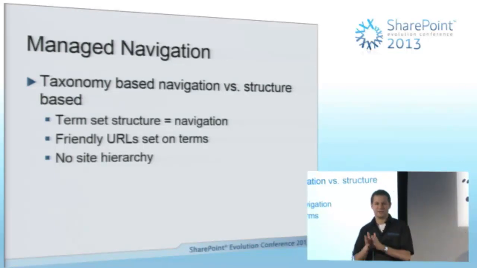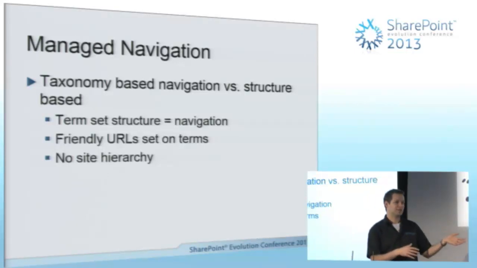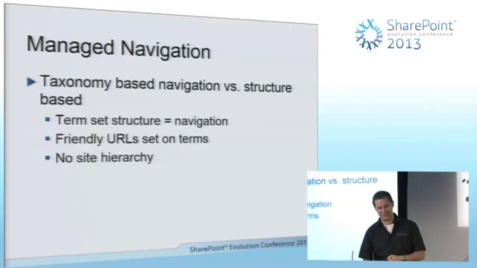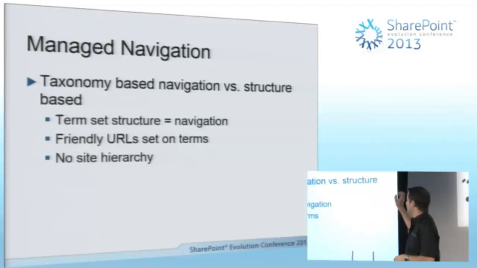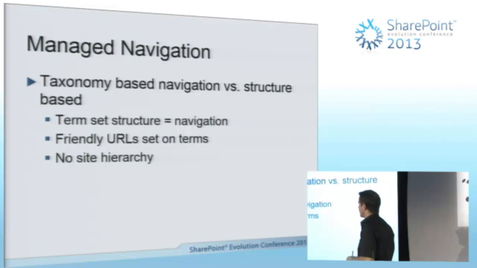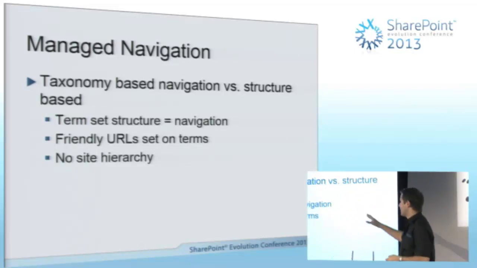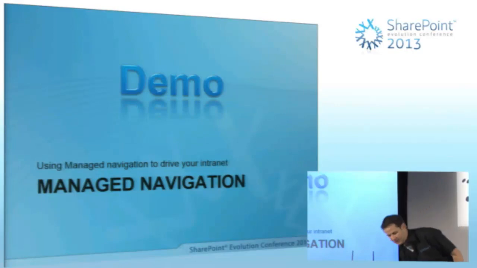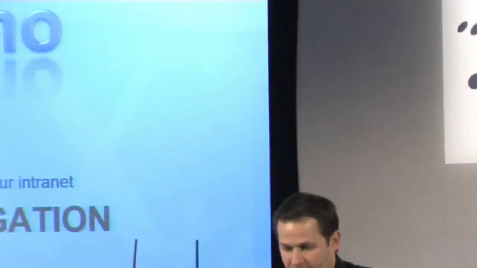If you're using a publishing site, you get the whack pages thing. Then you've got to do some crufty, horrible code to get rid of the pages out of the URL, and it's all very unsupported and heinous. So managed nav gives you a better way to deal with nice, friendly URLs. You can define them, you can change them, and you can make them look really nice. And the other thing is there's no site hierarchy underneath necessarily. So let's take a look at managed nav and how that works.